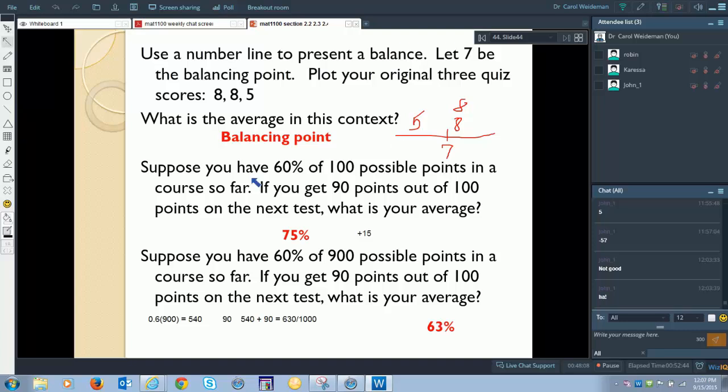63%. So these two problems are shown to show you the difference between them. These were equally weighted, so I was actually able to just average the two scores. Here, there's a lot more weight here, 900 versus 100. So I actually had to figure out the total points earned to figure out what the student's score was so far. So this 90% on that next test brought up the score, but it only brought it up a little bit. Here, the 90% really brought the score up a lot because, again, equal weighting on those two. So hopefully that makes sense in terms of how you look at your grade in a class.